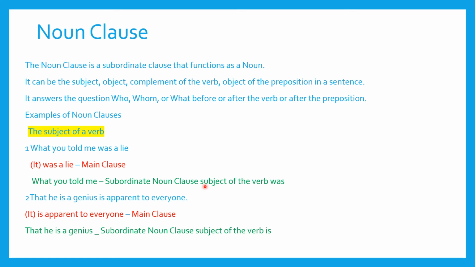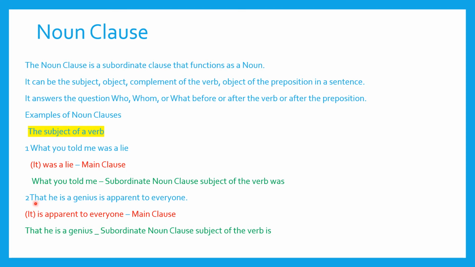Why is it a noun clause? You ask the question what, whom, or who before or after the verb. So here we are asking what was a lie. You're asking it before the verb. What was a lie? So you get the answer what you told me, and therefore it is a subordinate noun clause, subject of the verb was in the main clause.